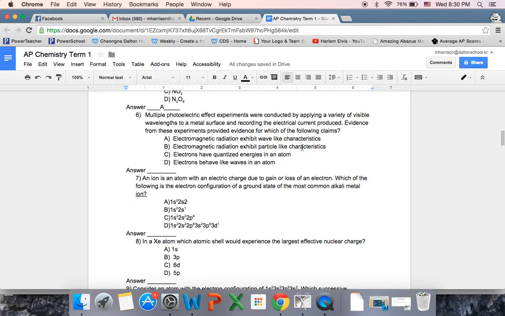Electrons have quantized energies in an atom. We're actually partly proving this. However, in order to prove this, we would need to show that some wavelengths produce electrical currents, some wavelengths don't produce electrical currents. Electrons behave like waves in an atom. This is not proved by this experiment. So the correct answer, the only thing that it actually proves, is B.